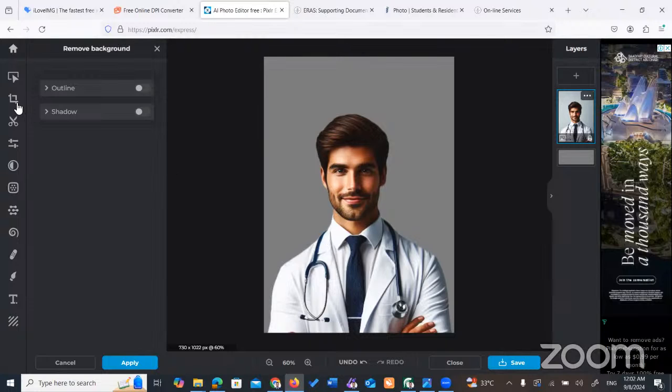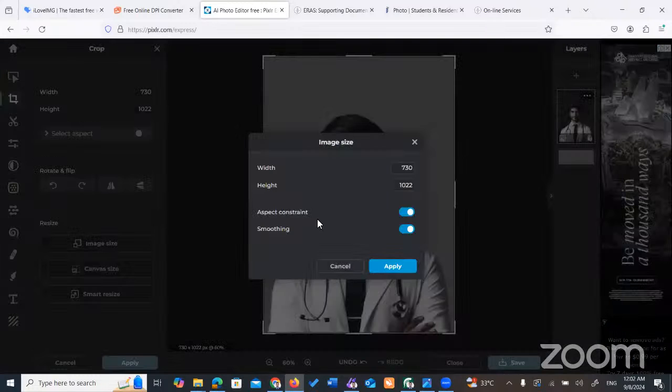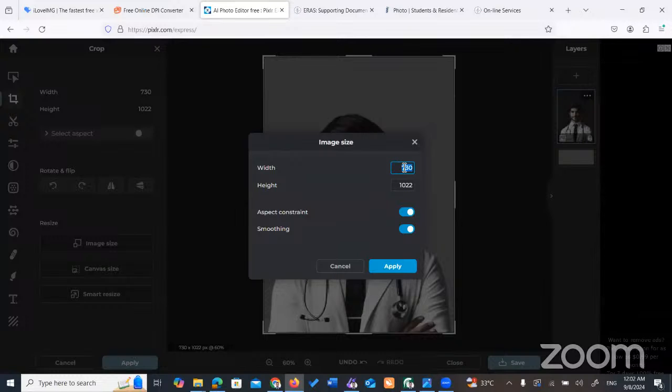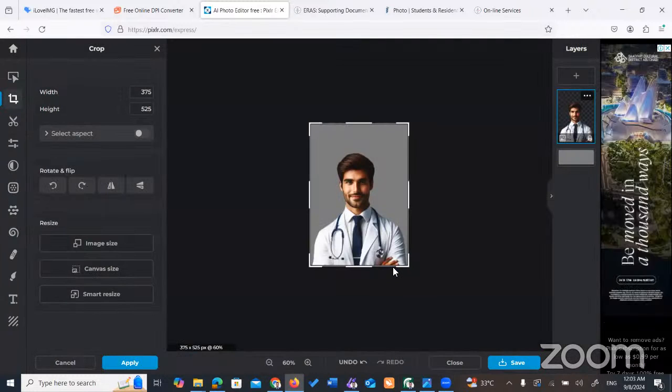The next step is to go for the crop tool, and then go to image size, and change these to the DPI dimensions, which, as I said, is 2.5 multiplied by 150, equal to 375, and this will be automatically changed to 525. Then you click apply, and that's it. You get the image file edited as the requirement says.